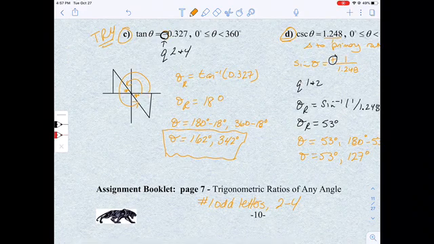And for the assignment, I would recommend that you do odd letters for number 1. I think there's 8 questions there if you just even did maybe the odd letters, and numbers 2 to 4. Those would be excellent practice.